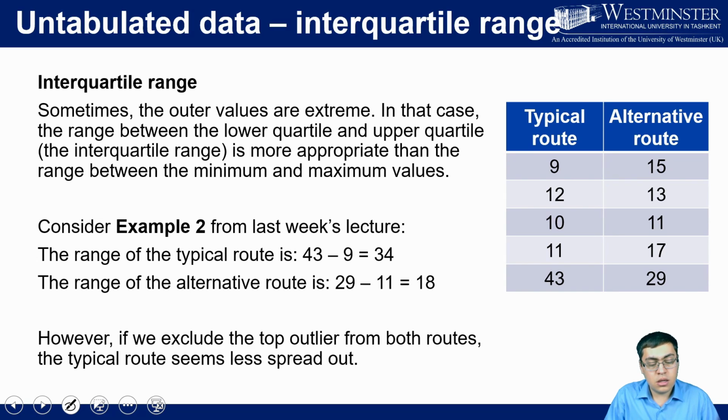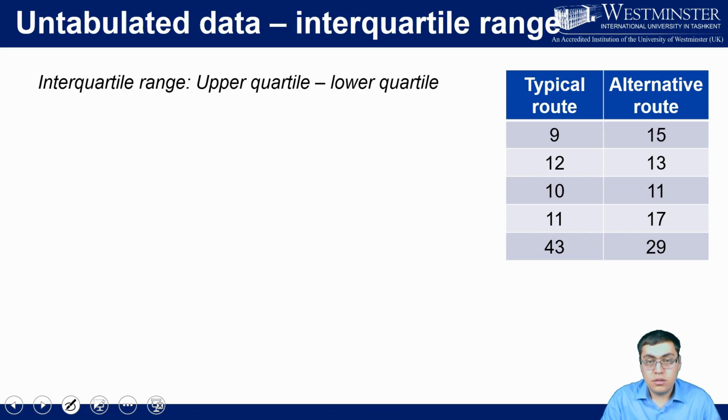Now, if we just look at both of these ranges by themselves, it might suggest to us that the alternative route is more consistent and as a result might be preferred over the typical route. But if we look at the numbers by themselves, we can intuitively get a feeling that the typical route is actually preferable over the alternative route. So what we might want to do is take away the outliers and then consider them again. So what we might want to do is calculate the interquartile range.